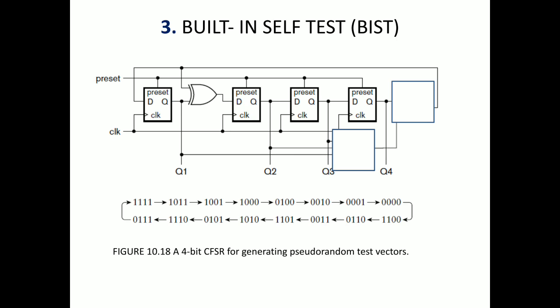We modified the LFSR. This is a 4-bit complete feedback shift register. CFSR stands for complete feedback shift register, which generates pseudo random test vectors. Test vectors are nothing but input combination values. Since it is used for testing, it is called test vectors. This is the same as the LFSR, but with a slight modification.